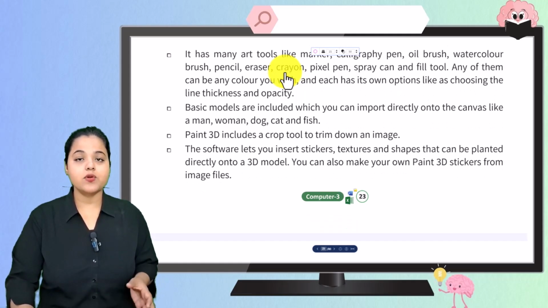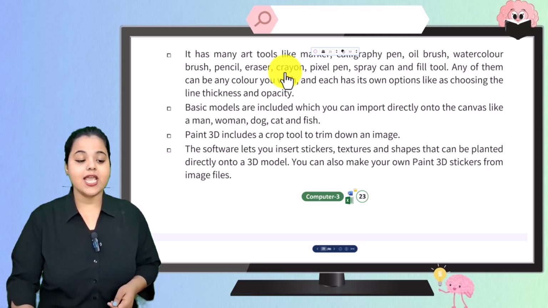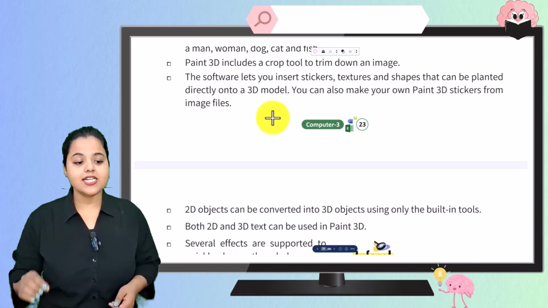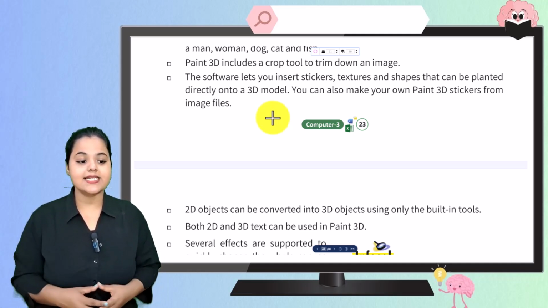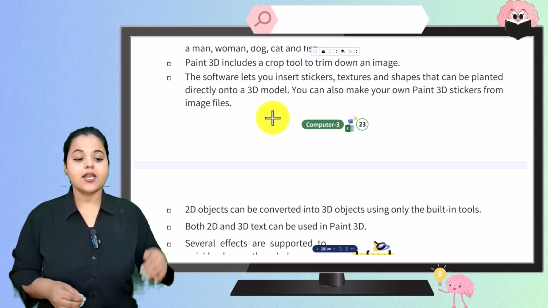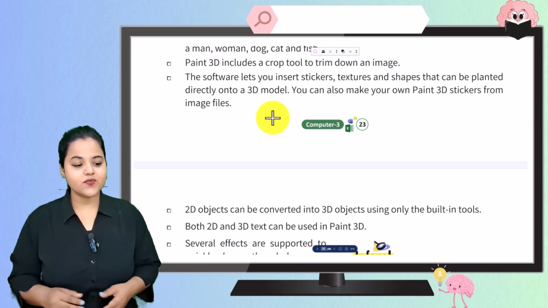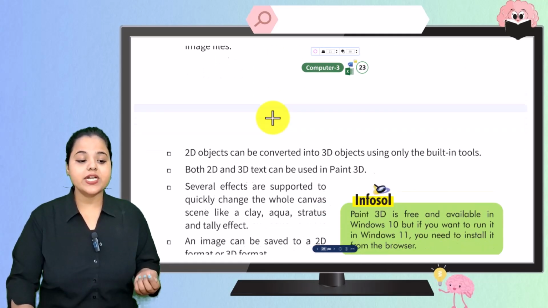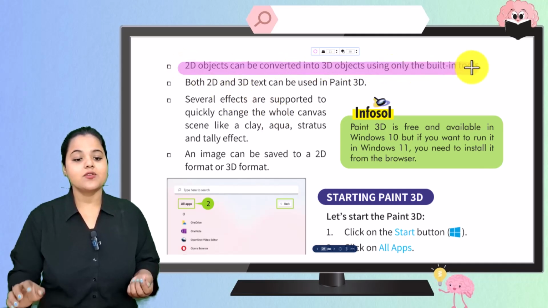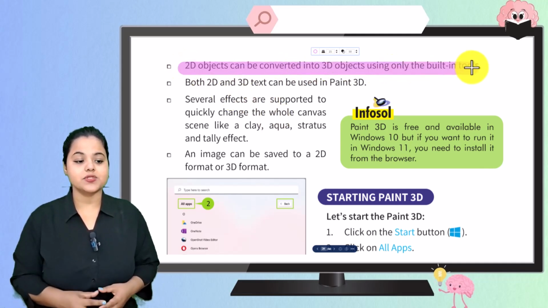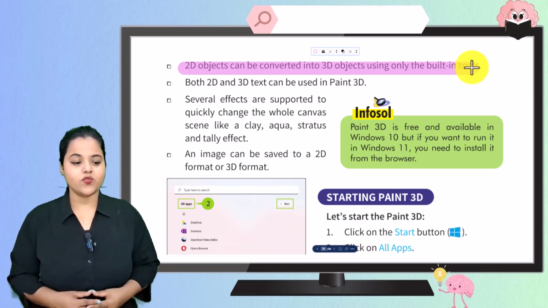Paint 3D includes a crop tool to trim down an image. Next, the software lets you insert stickers, textures and shapes that can be planted directly onto a 3D model. Now you can also make your own Paint 3D stickers from image files. Now 2D ऑब्जेक्ट्स बच्चों इसको हम कन्वर्ट कर सकते हैं 3D ऑब्जेक्ट्स में using only built-in tools. Now both, चाहे वो 2D हो या 3D हो, it can be used in Paint 3D.